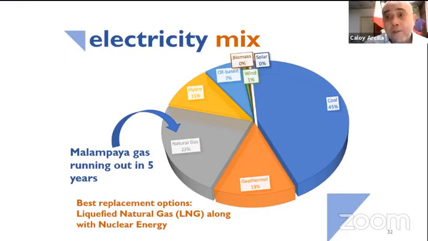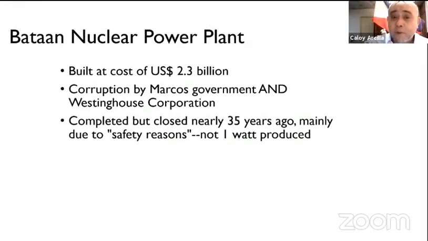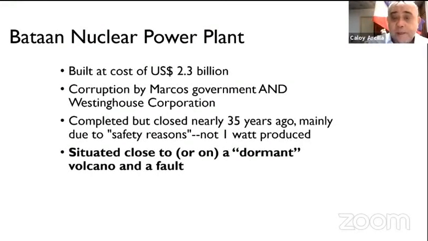You know, last week, or I think 2 weeks ago, the DOE said that drilling can happen now, again, in the West Philippine Sea. But even if they found something like a Malampaya, it will take more than a decade before they can actually convert that into usable energy. Here's the BNPP, built at a huge cost, $2.3 billion. And this is one of the things that I wanted to debunk today, because when you talk about the Bataan Nuclear Power Plant, people will still mention that it's situated close to a dormant volcano and built on top of a fault.